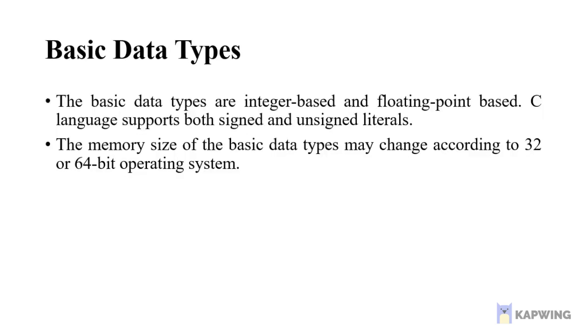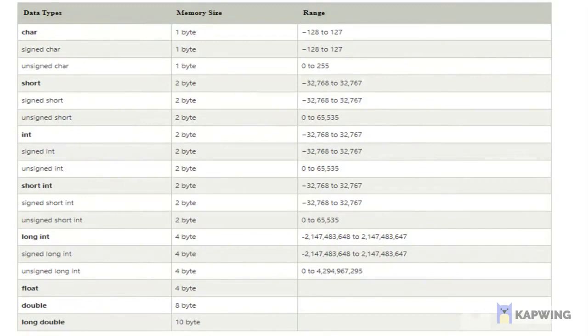Basic data types are basically integer based and float based. Next, in basic there are also signed and unsigned data types. According to the memory size, it takes the size, that is 32 or 64 bit operating system. Next, let's see the data types. The basic data type char takes 1 byte and the range is -128 to 127. In char, there is signed char and unsigned char. Both take 1 byte.